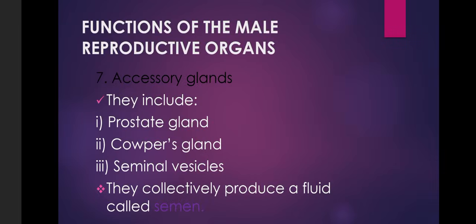Now, there is another part of the male reproductive system that you are calling accessory glands. The accessory glands are normally three. Number one, we have prostate gland. Number two, we have Cowper's gland. And number three, we have the seminal vesicle. These three together will produce a fluid that is very important as far as reproduction is concerned. And that fluid, we normally call it semen.